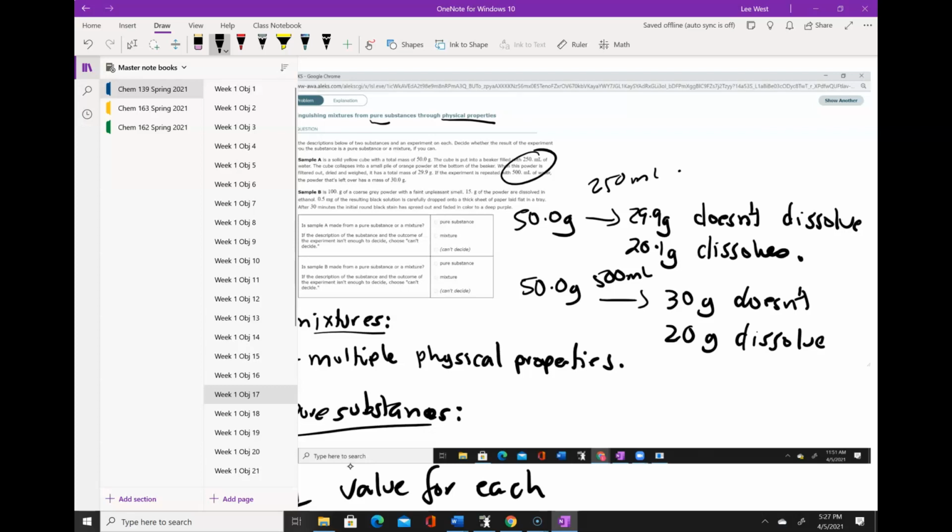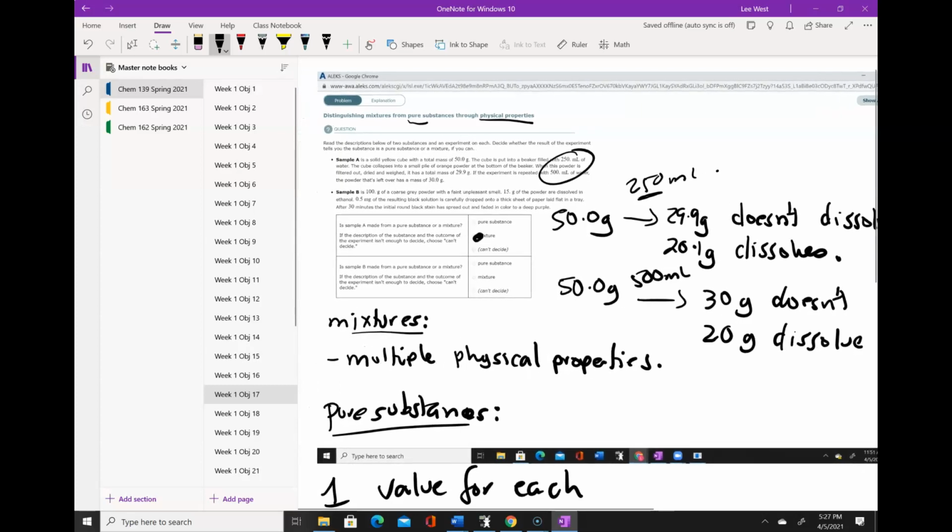Now, the fact that you get exactly the same result, regardless of whether you use 250 mils of water or 500 mils of water, indicates that what you've actually got is a mixture where you've got 20 grams of something that is soluble in water and 30 grams of something that's not soluble in water. And the reason that I know that is because if it was just the fact that I didn't add enough water, when I added more water, more of the stuff should have dissolved. So this has to be a mixture for sample A. Sample A has to be a mixture, because if I added more water and it was a pure substance, more should have dissolved, and it didn't.